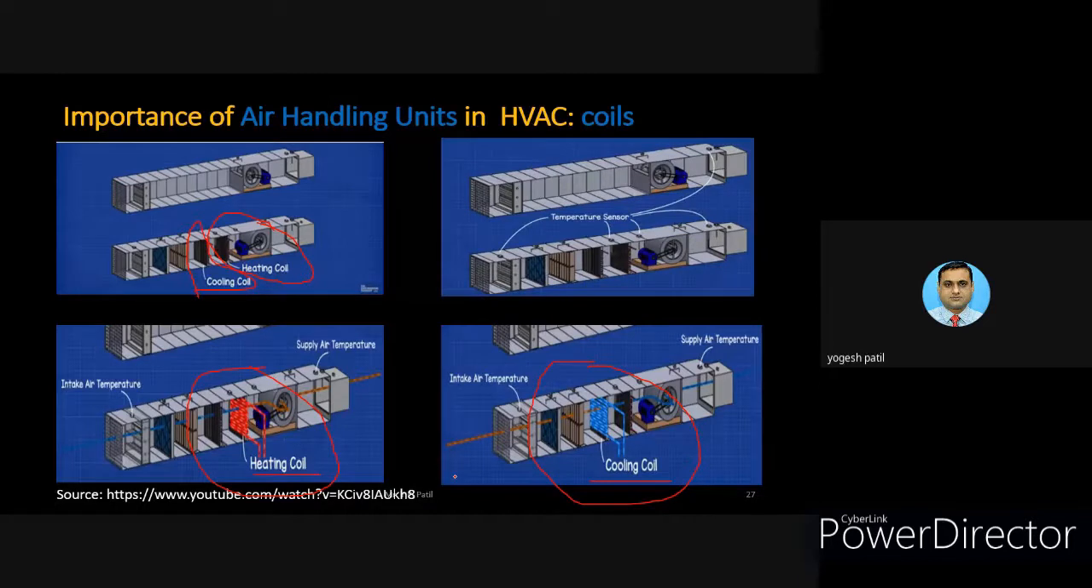So here also, for maintaining the temperature comfort level, temperature sensors are used. The temperature sensors are again connected to the controllers. You can see in this fourth diagram that at different locations the temperature sensors are used in this air handling unit, AHU.